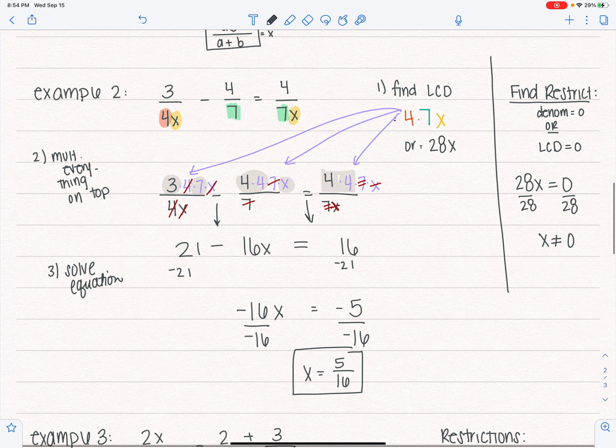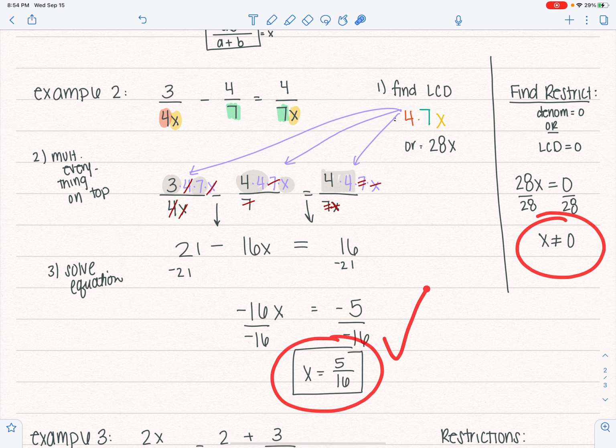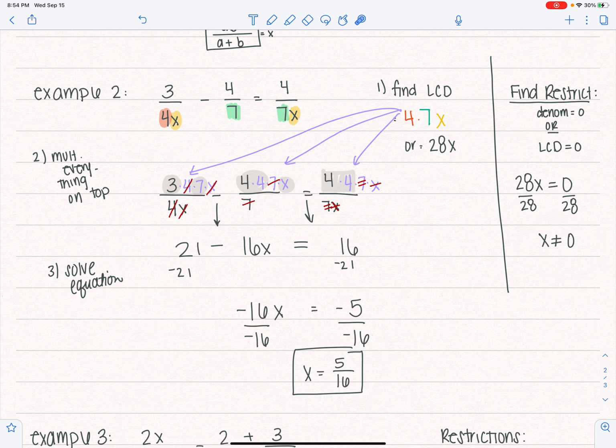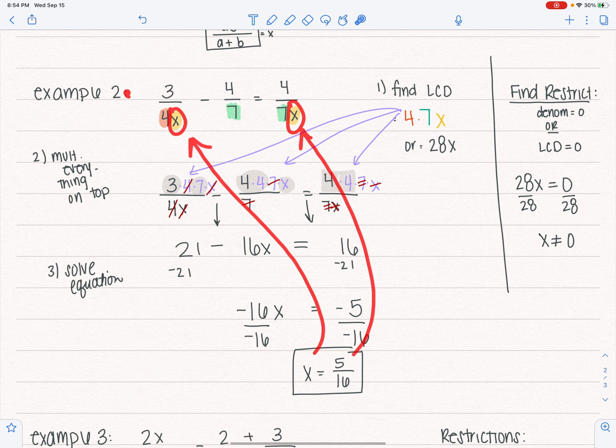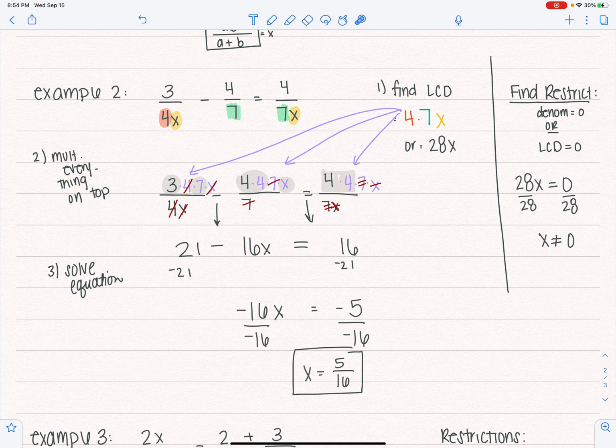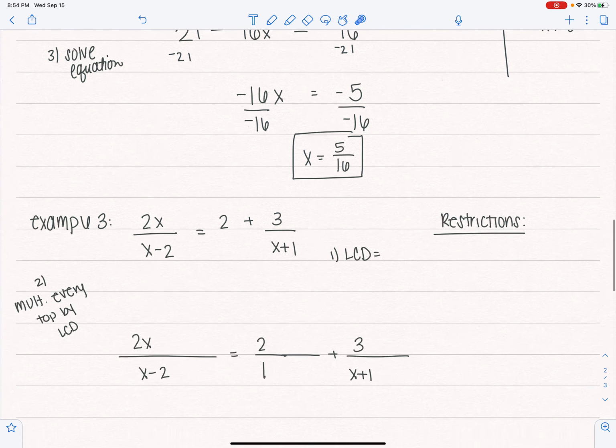I go back and I check because my solution and my restrictions are not the same. That is good. Now that doesn't mean it's right. That just means I'm not going to throw out that answer. You could check these. It's not very ideal, but you can always check these by everywhere you see an x, you can plug in 5/16, and then this whole equation should be true. Not ideal, but it is how you could check these.